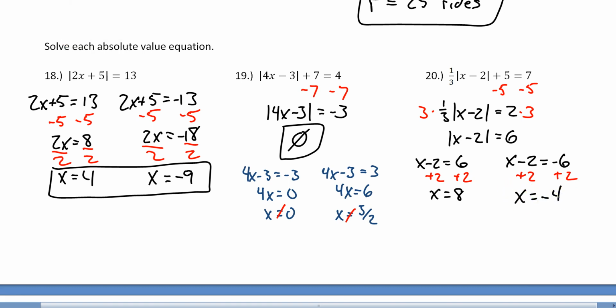Okay, and again, plug each of those back in. When you plug those back in, you'll find that they do work. All right?